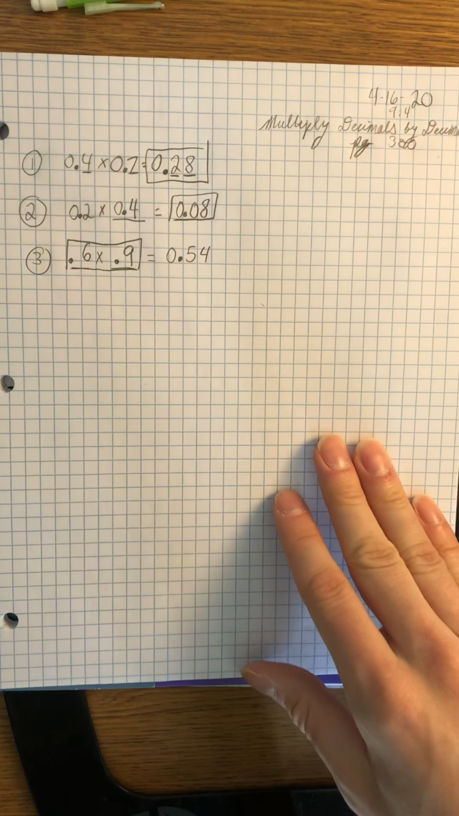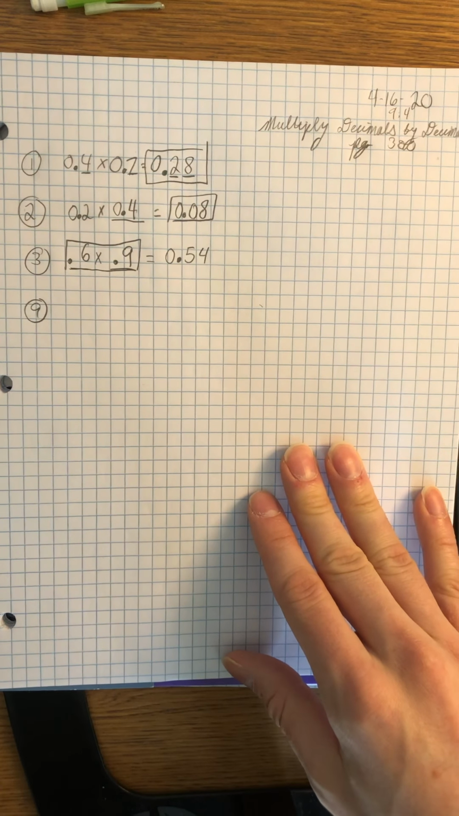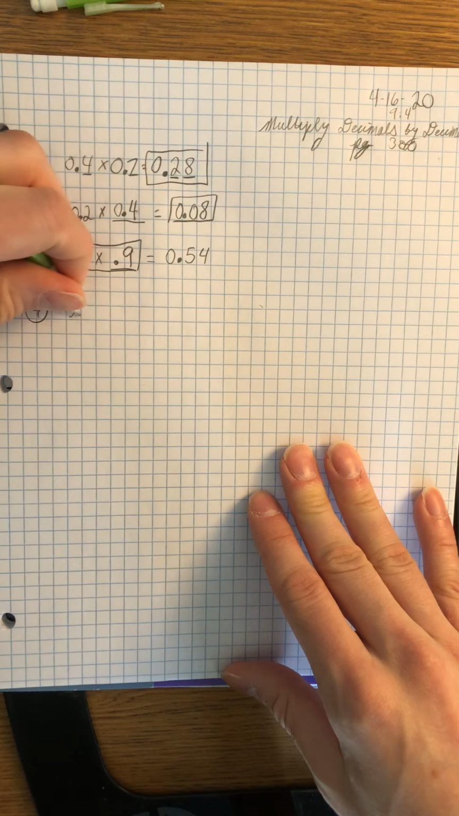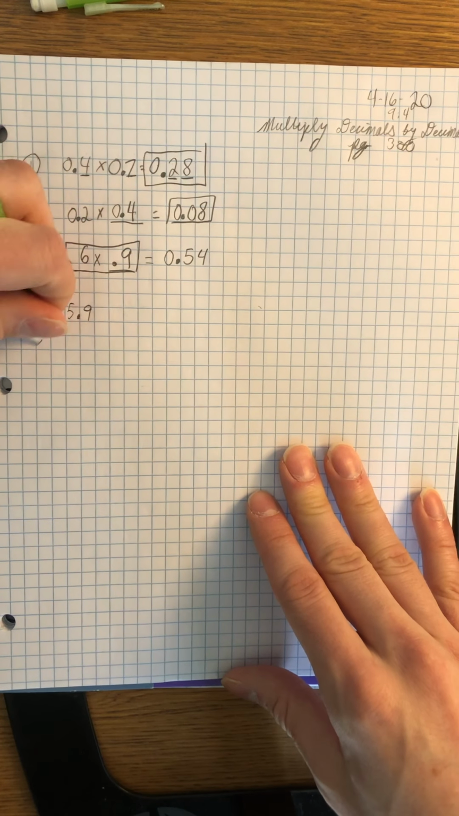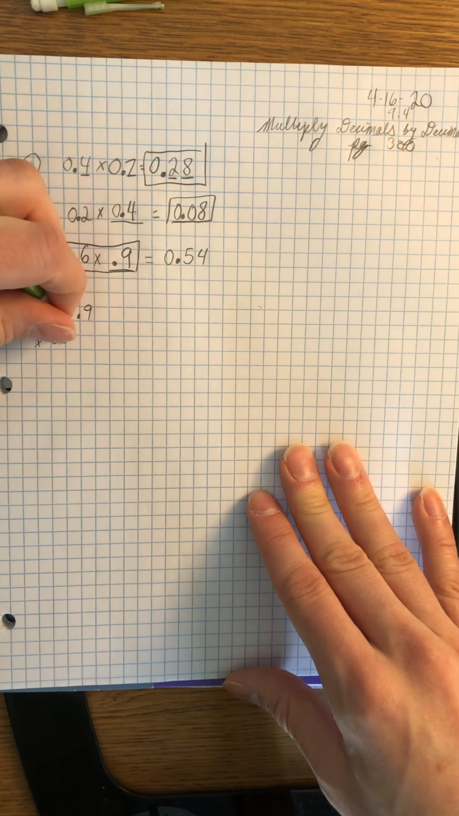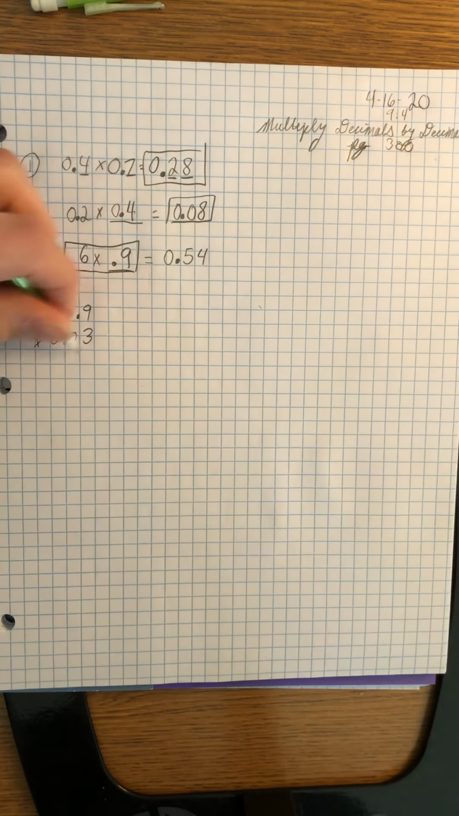Okay, for the rest of the lesson here, if we just skip to number 9, this is just multiplying decimals. So let's set up number 9. It's 5 and 9/10 times 3/100. And notice the way I set this up.